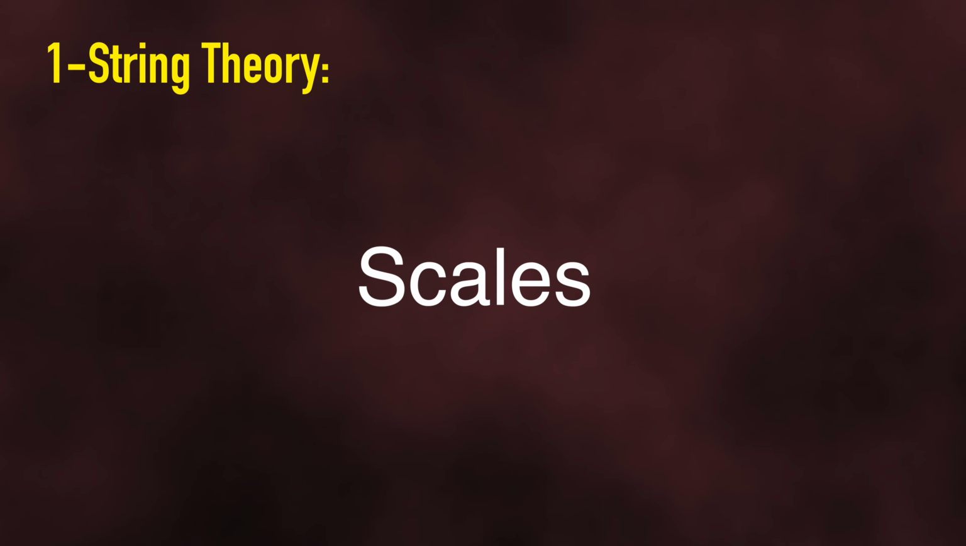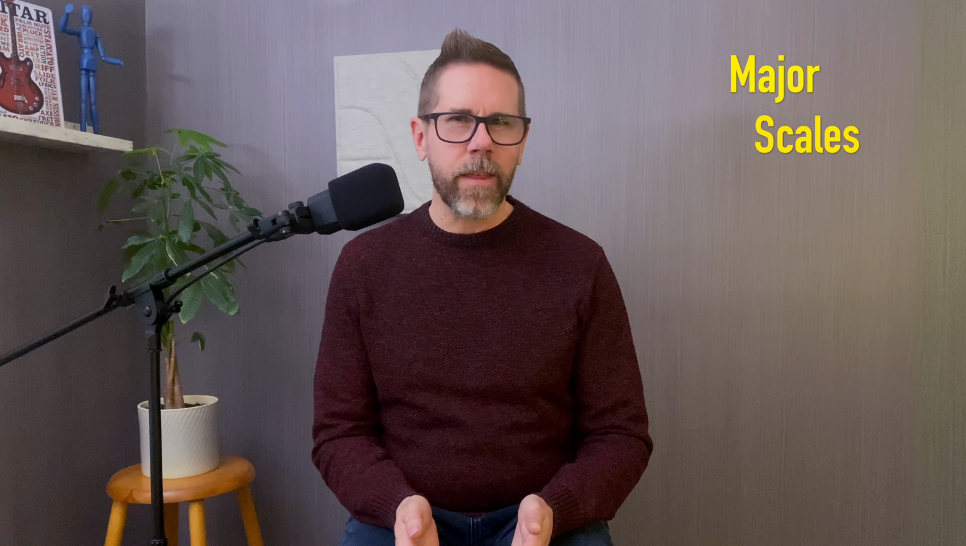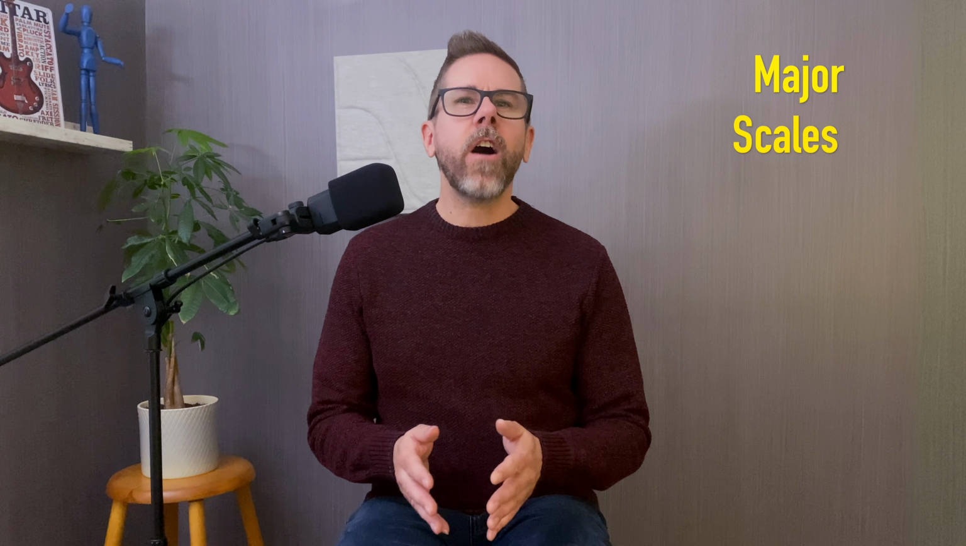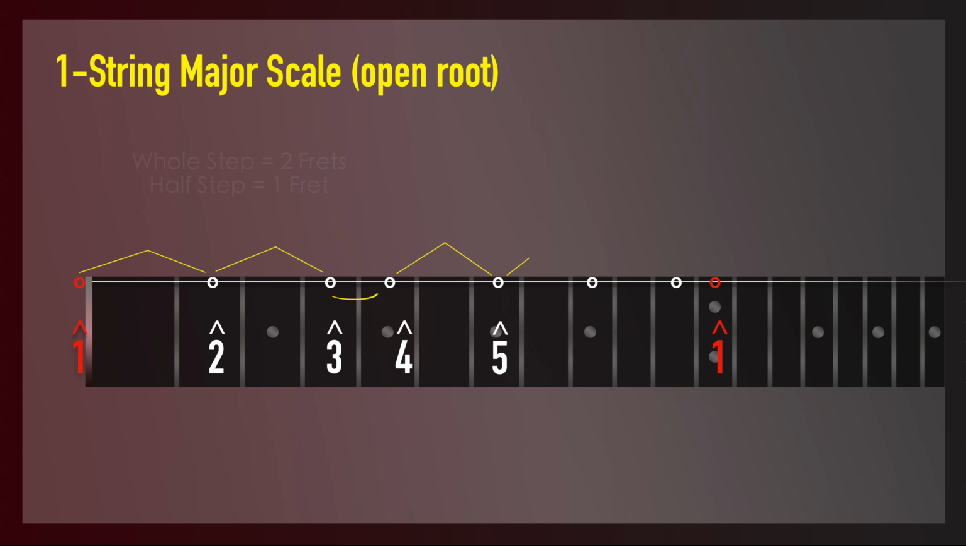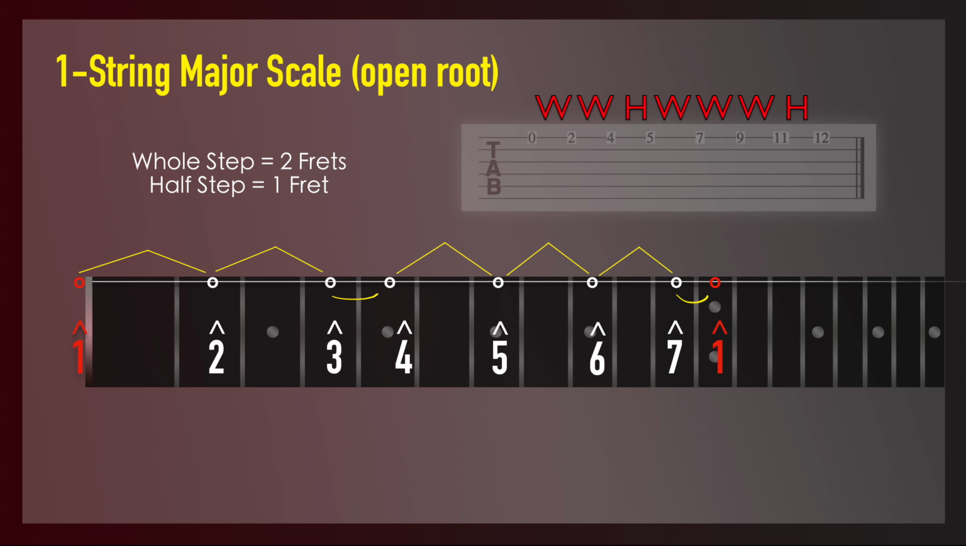The archetypal scale that we use in music theory to compare and contrast everything else with is the major scale. And on one string, we can easily see and hear the relationships between the notes of the scale. We'll start on the open string, which is scale degree 1, and then we'll get back to scale degree 1 on the 12th fret. And in between, we have a series of steps, and they are either whole steps or half steps. The pattern is whole, whole, half, whole, whole, whole, half.